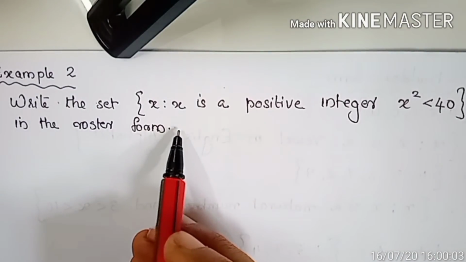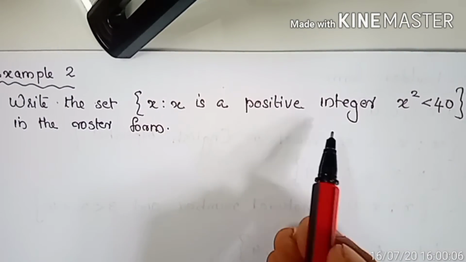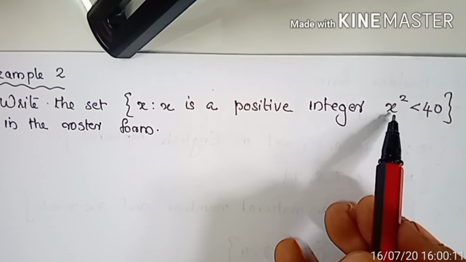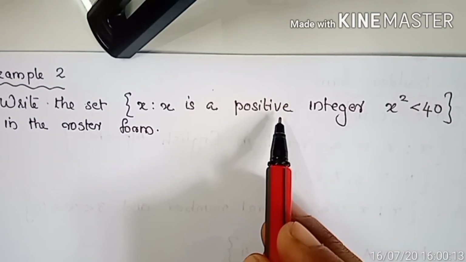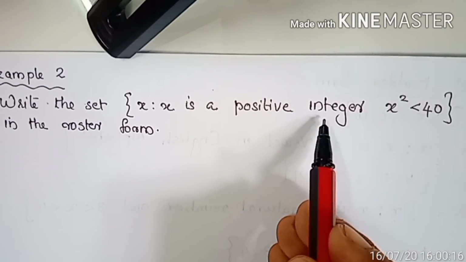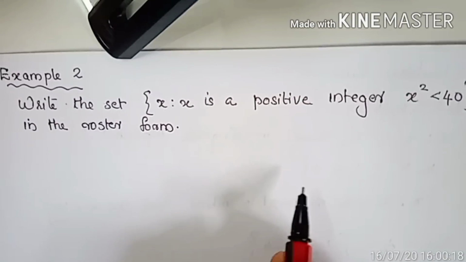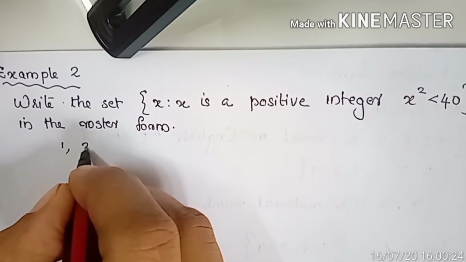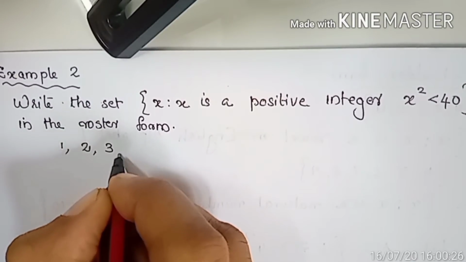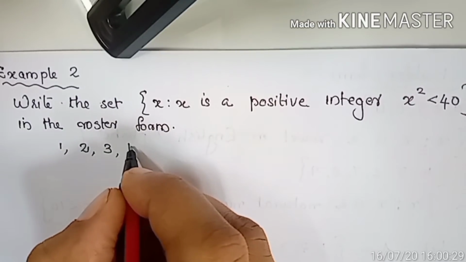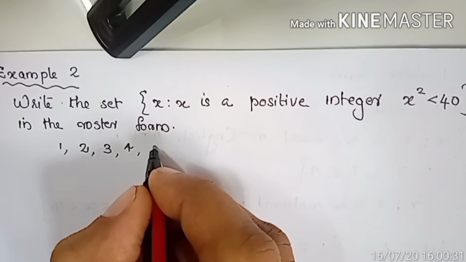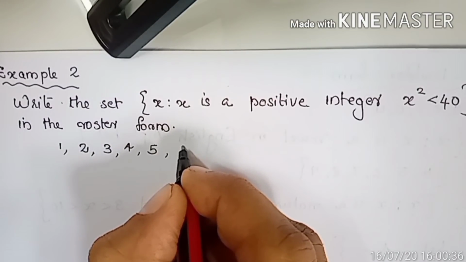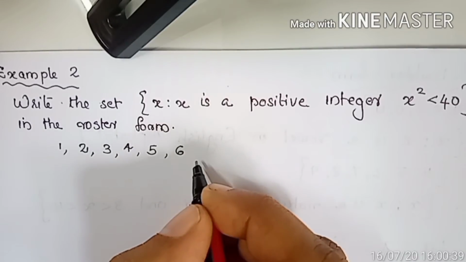Second example, write the set of x such that x is a positive integer and the other condition x square less than 40. The square of the number is less than 40 and the number must be a positive integer. So we don't want to take negative numbers. Which are the numbers? We know that 1 square equal to 1. So 1 is possible. 2 square equal to 4. 3 square equal to 9. 4 square equal to 16. So 4 is possible. 5 square equal to 25. 5 is possible. 6 square equal to 36.